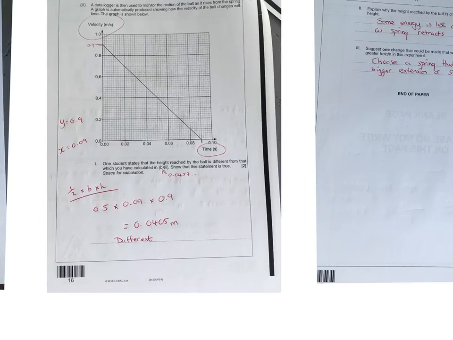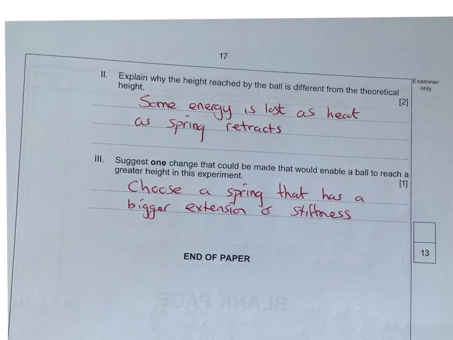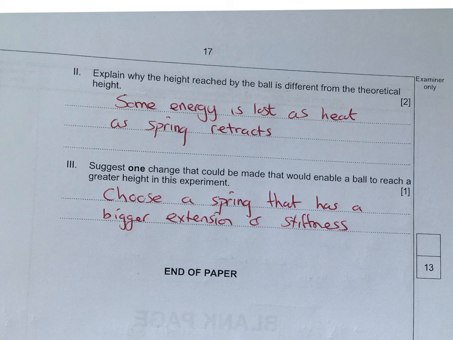And then it's going to go on to ask us some questions on accuracy and things like that. Explain how the height reached by the ball is different than theoretical height. Well, some of the energy is lost as heat as the spring retracts. Probably sound as well. And then suggest one change that can be made. You can choose a spring that has a bigger extension or a stiffness to kind of extend our experiment and to get a greater height.